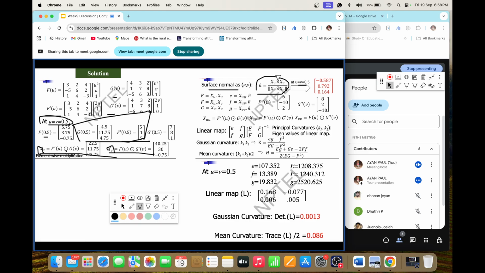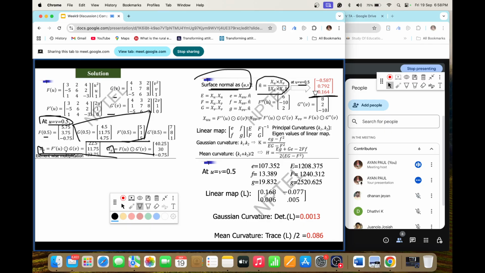If you have both of these, in the numerator you do the cross product of them, and in the denominator you take the mod of this cross product. By that you can get the surface normal equation. So that is coming this.